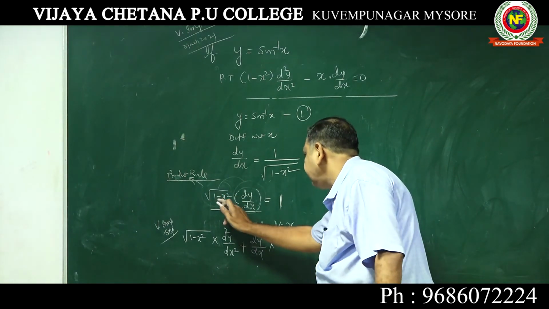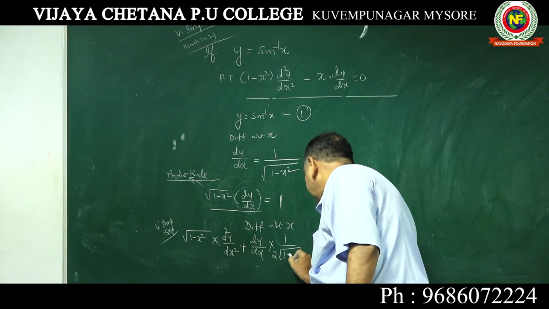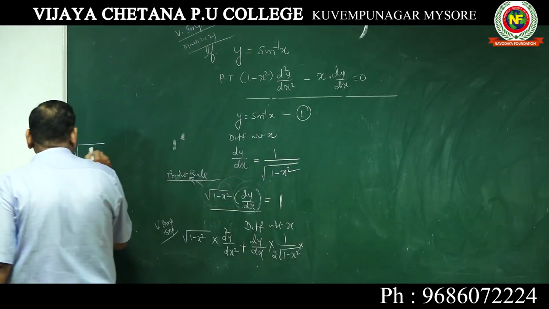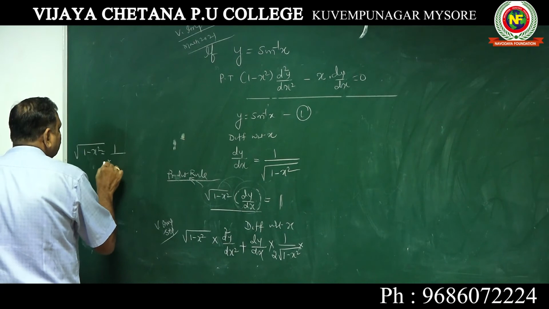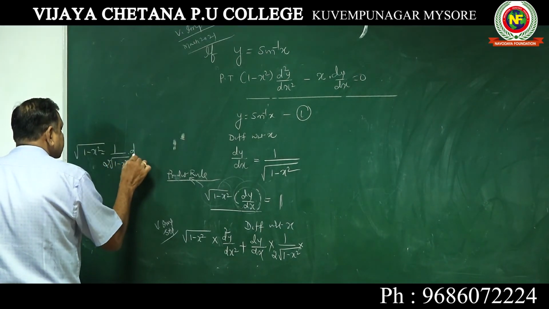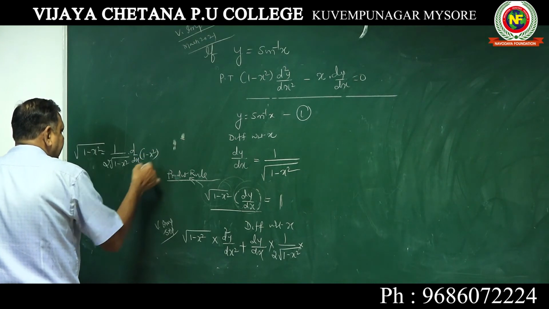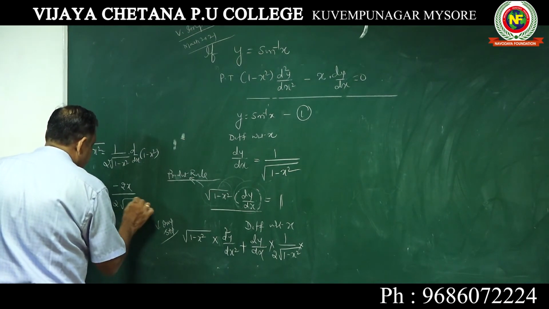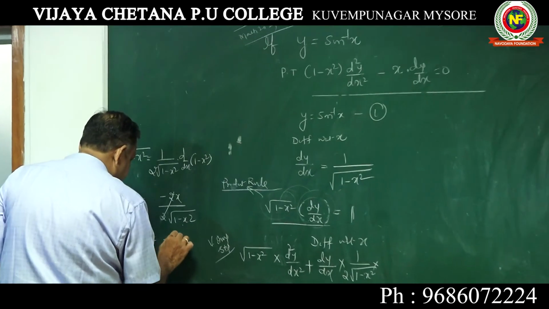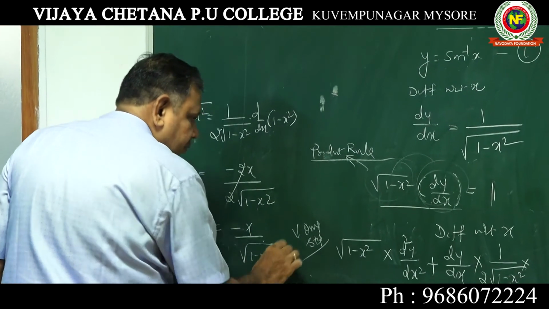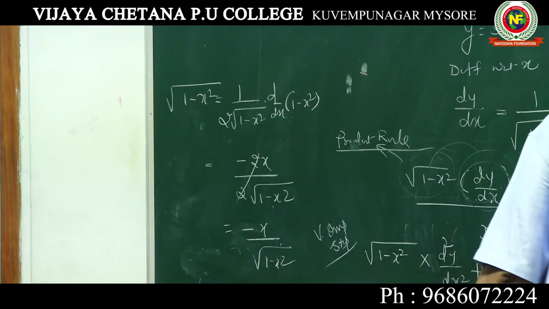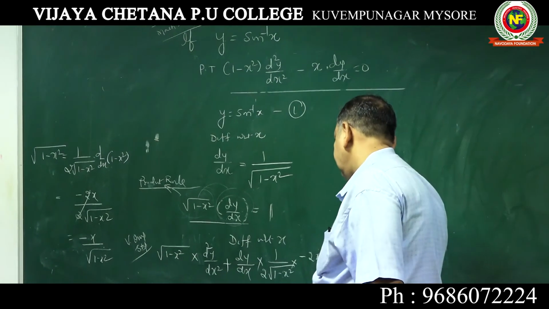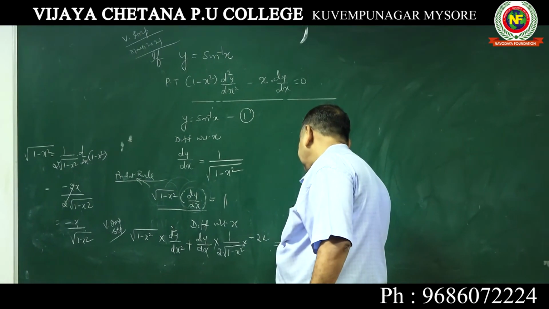Root of 1 minus x square, it is a chain rule. Differentiation of root of 1 minus x square is 1 over 2 root of 1 minus x square into d by dx of 1 minus x square. That is minus 2x, and the right side is 0.